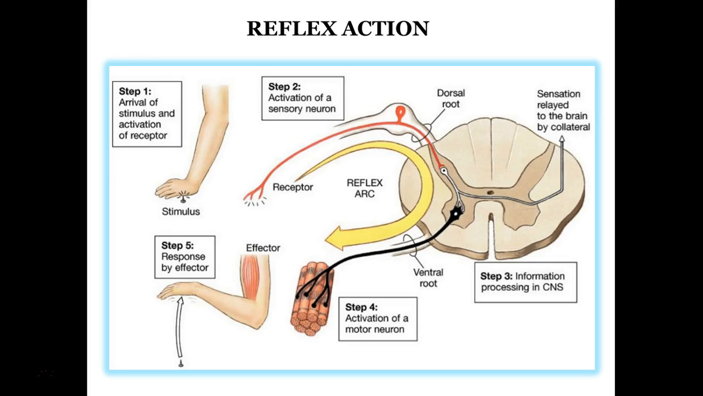activation of a sensory neuron. Sensory neuron is the neuron which receives the signals from the sensory receptor. Then it passes the signal to the central nervous system. As you can see in step 3, it passes the information to the central nervous system for processing, and then finally the information is passed to the motor neuron.